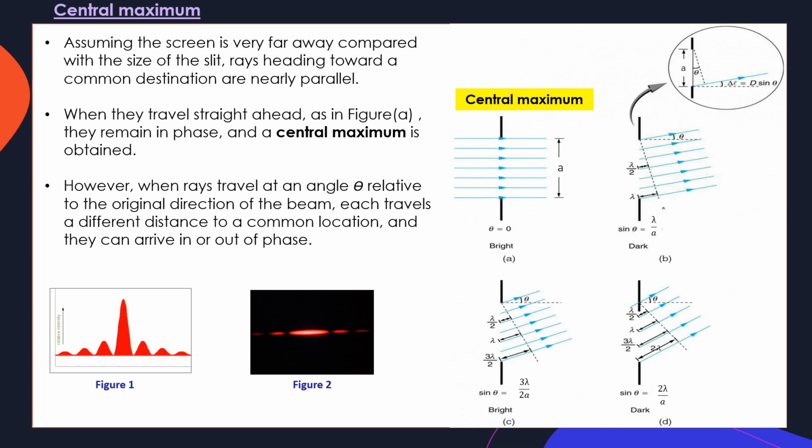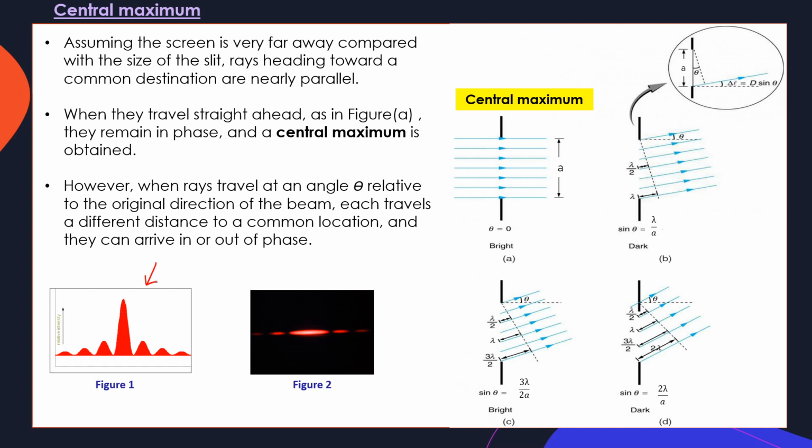If you look at diagram B here, the ray from the bottom travels a distance of one wavelength farther than the top ray. So when two rays arrive in phase, it means that a bright fringe will be observed on the screen. When these two rays arrive out of phase on the screen, it means that a dark fringe, or destructive interference, will be observed. So now look at figure 1 here.